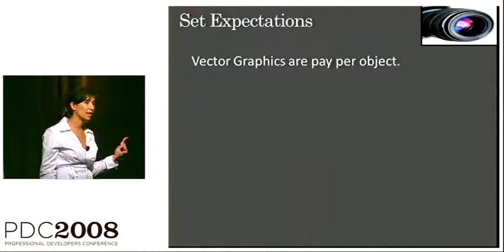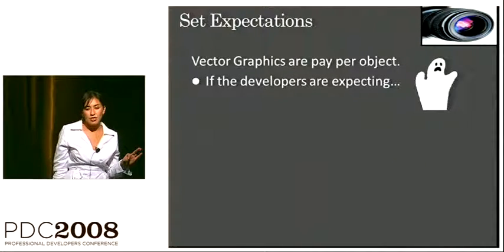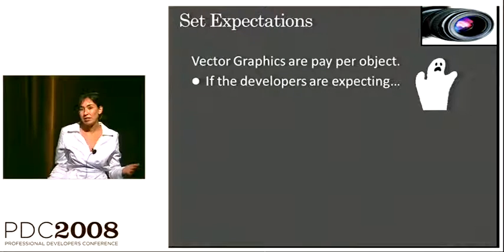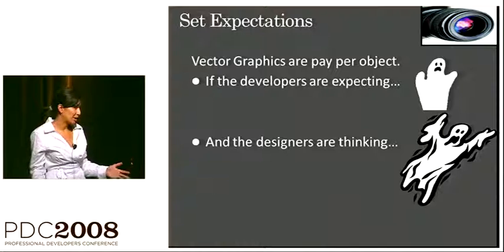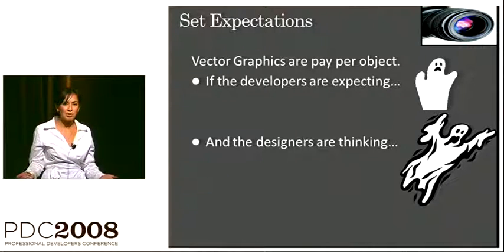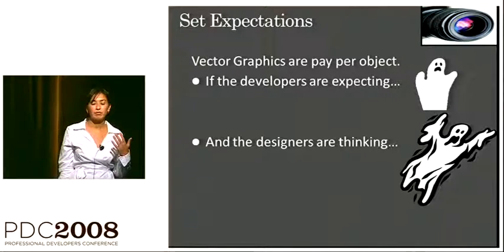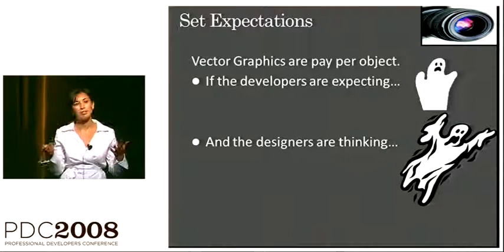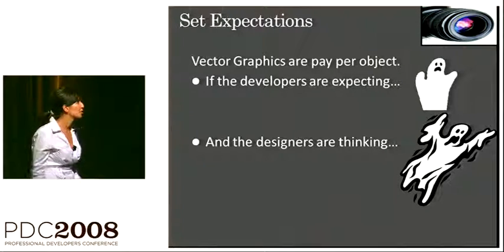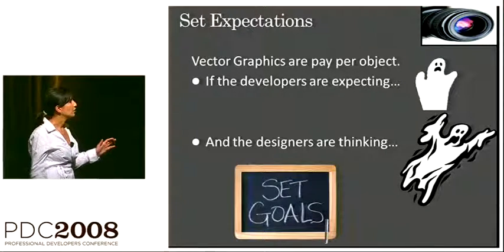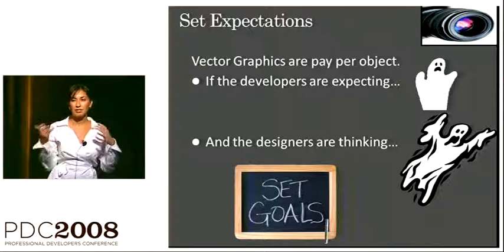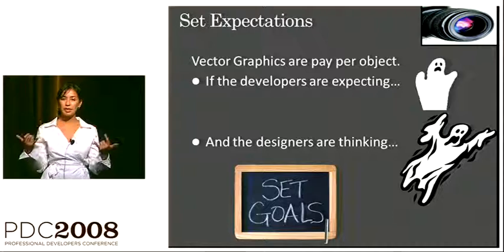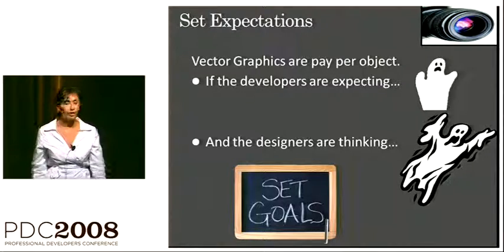Because vector graphics are pay per object. And generally, it's cheap. Maybe the developer is expecting 4 paths, and maybe the designer is thinking maybe 20 paths. Not a terrible difference. But let's say that you have 40 ghosts flying around, then you have a difference of maybe 800 objects. So set goals, and be very clear between the developer and the designer on what we're expecting, when, and where.